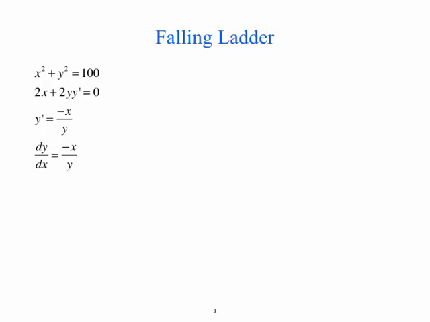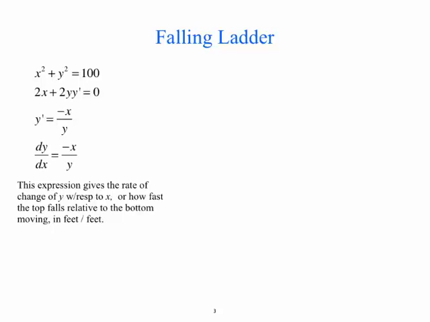So here's what we did. Now we want to take a different kind of view of this. This expression gives the rate of change of y with respect to x, how fast the top falls relative to the bottom moving. So the units of that would be like feet per feet. So per feet change in x, what change of y do you get? So the unit would be like feet per feet.